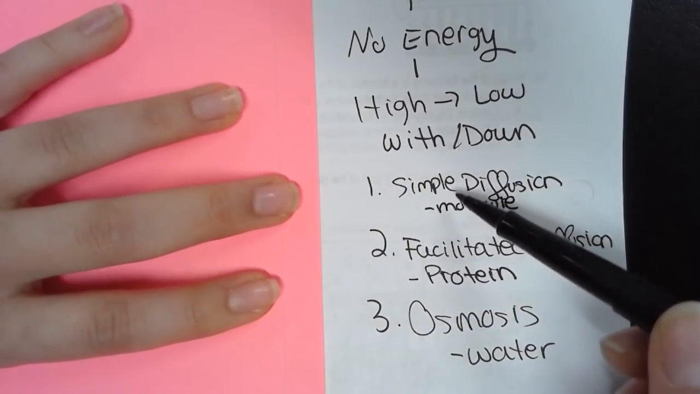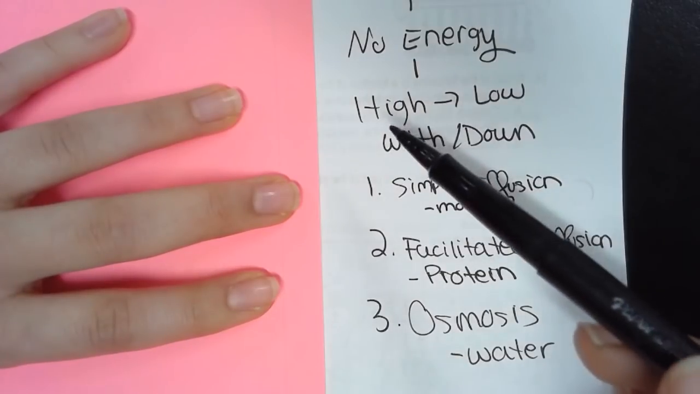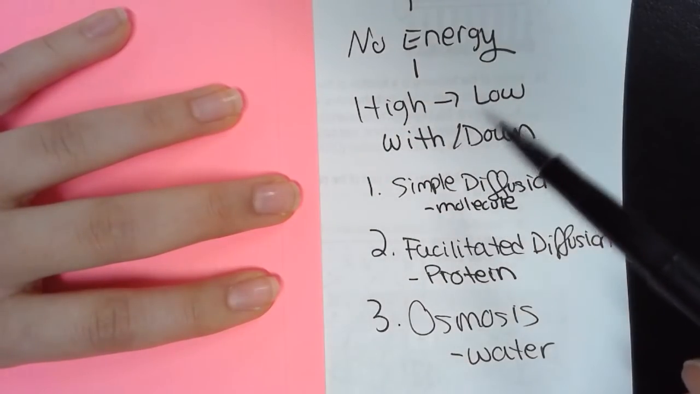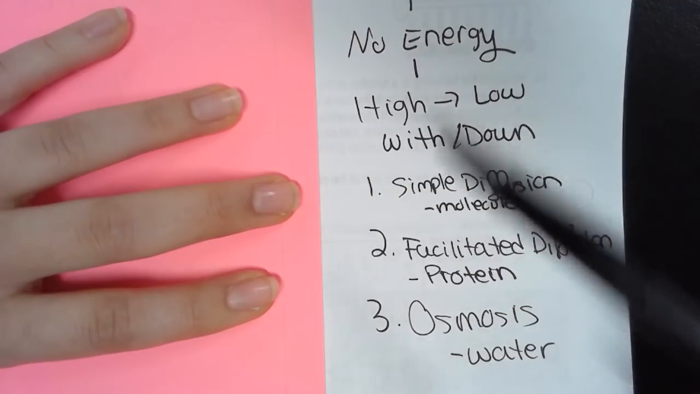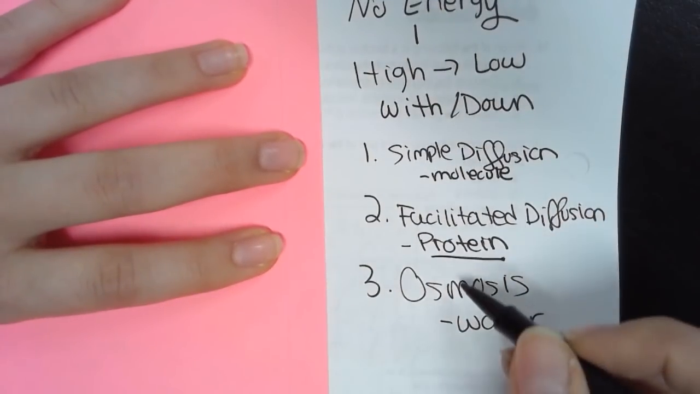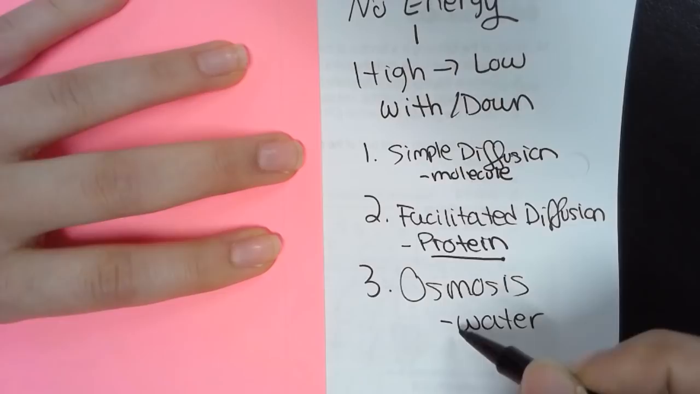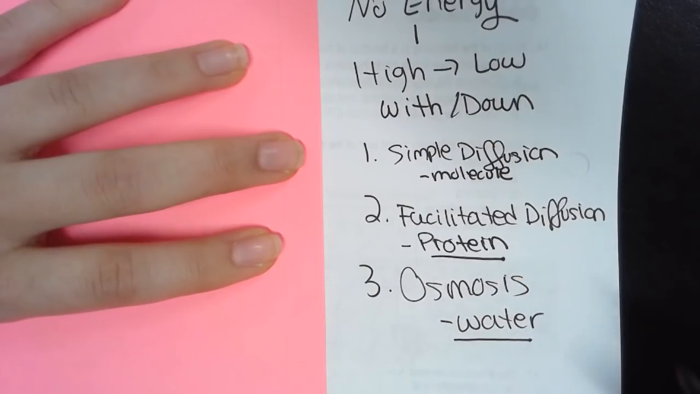For passive transport, there are 3. Simple diffusion helps any type of molecule travel from a high concentration to a low concentration. Facilitated diffusion still moves molecules from high to low, but it needs the help of a protein. And then thirdly, we have osmosis, which is simply the movement of water specifically from high to low.